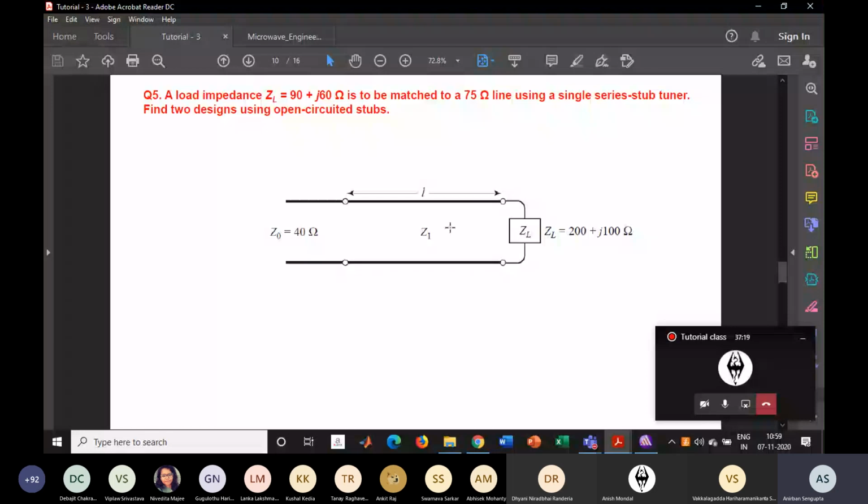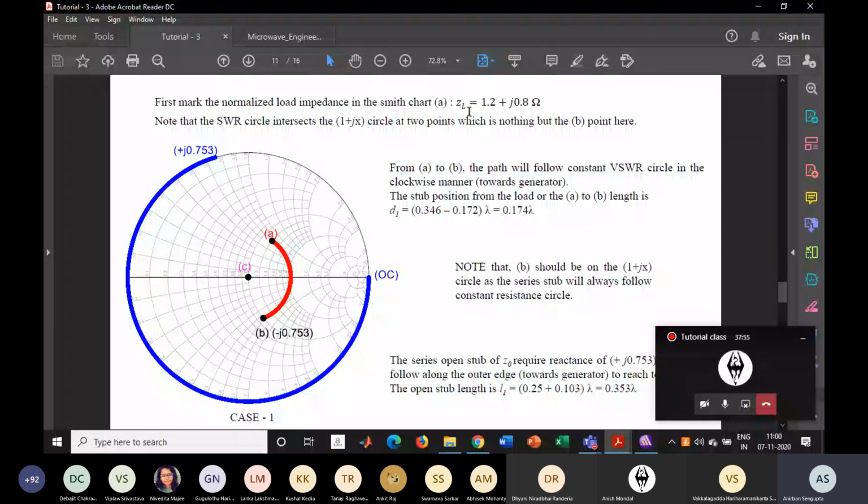So a load impedance ZL equals 90 plus J60 is to be matched to a 75 ohm line using a single series stub tuner. Find two designs using open circuited stubs. Now, how to approach this question? First of all, you have to normalize that ZL by this 75 ohm, and it will come out like this. Small zL equals 1.2 plus J0.8, and you mark this point on the Smith chart, or it will come out at the point A.